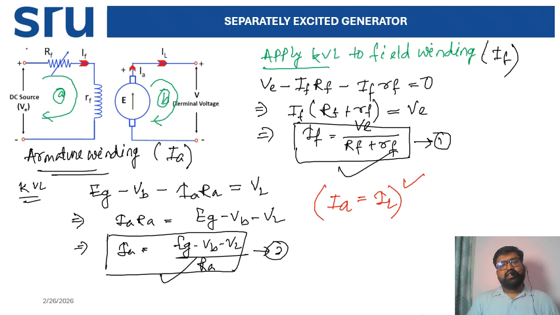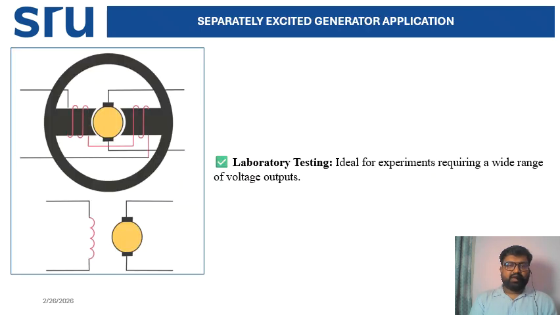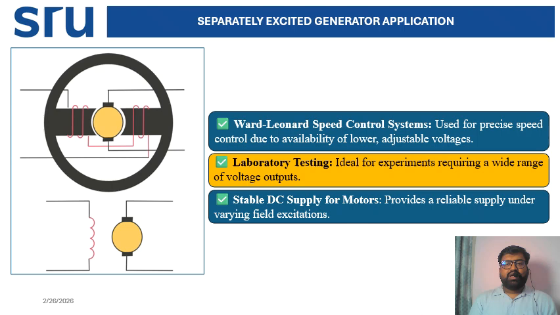This is all about the separately excited DC generator. I think it is clear for you now how the design happened and what are the field current, how to calculate field current and armature current. Now come to the applications.